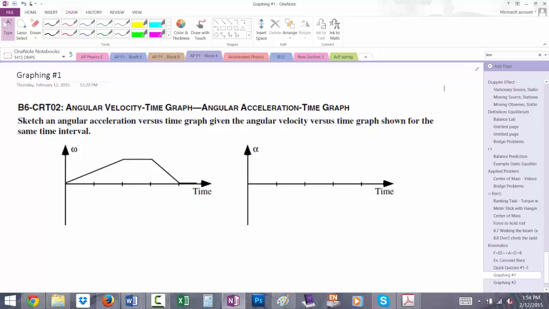So here's a situation. I've got a graph of a changing omega over time, and I want to make a graph of angular acceleration over time. I know you can do this. Do it right now. Go, go, go. Have a conversation. Write it down on your board. If you want to write it on your paper, great. That's fine too. I'm going to give you just a couple minutes to try that out.